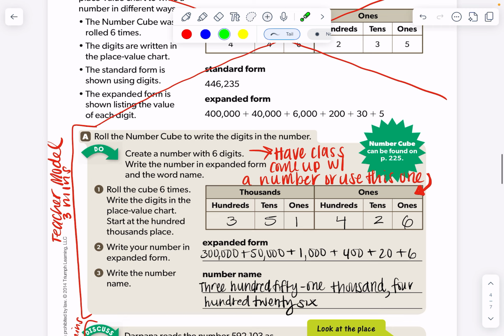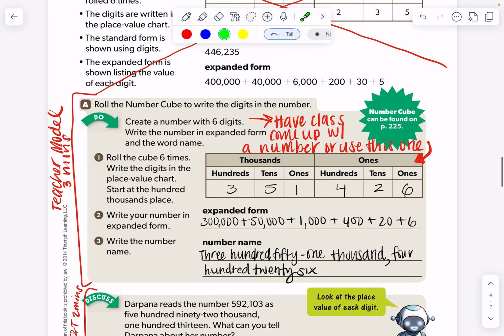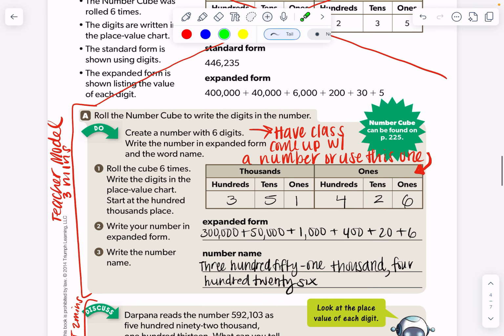So after your introduction, we are going to go ahead and skip the discussion question as well as the work together. Your teacher model is going to start at question A. So the purpose of question A is for students to come up with a 6-digit whole number, and then write it in standard form, expanded form, and number name. They want you to use dice to create that 6-digit number.